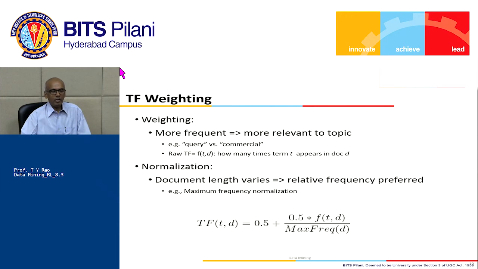So we can have a term frequency weighting. For example, whenever a word is occurring more times, the raw term frequency is straight away saying how many times the term T appeared in D. But sometimes what happens is that you have got 5 documents. One document is 500 pages, another document is 1 page, the third document is 20 pages, the fourth document is 2 pages, and so on.